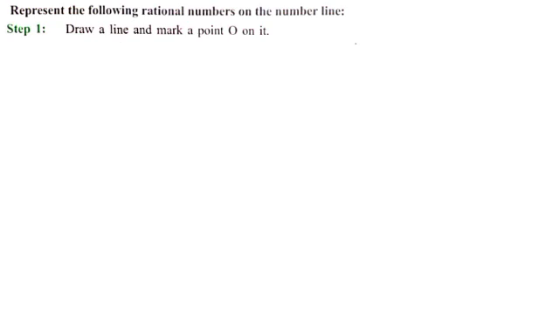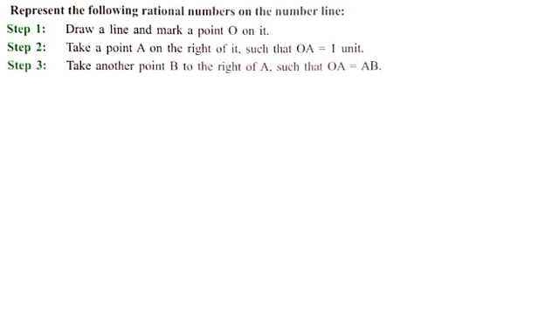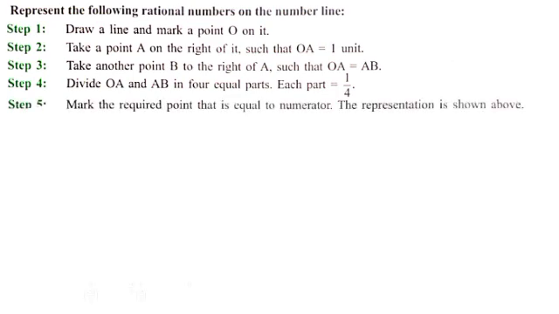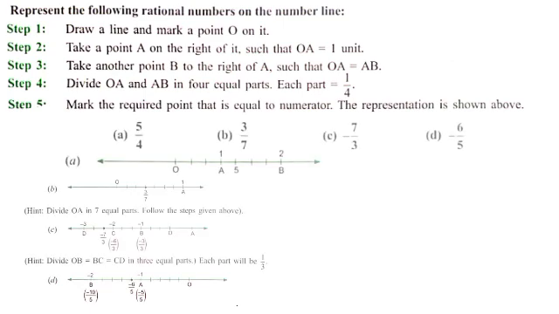Represent the following rational numbers on the number line. Follow the steps. Draw a line and mark a point O on it. Take a point A on the right of it such that OA is equal to 1 unit. Take another point B to the right of A such that OA is equal to AB. Divide OA and AB into 4 equal parts, each 1 by 4. This step is for the first sum, for example. For the 5th step, mark the point that is equal to the numerator. Okay, first sum, 5 by 4.